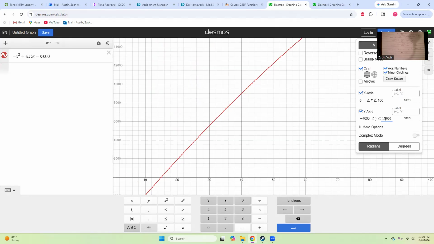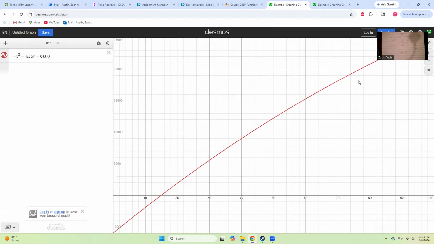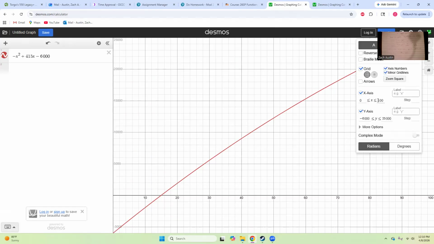Okay. Still looks like it's going much beyond that already. So maybe we go to something like 25,000. That's starting to look a little better. But what jumps out at me now is I still don't see the top of the hill, right? So I should probably adjust this further to the right.